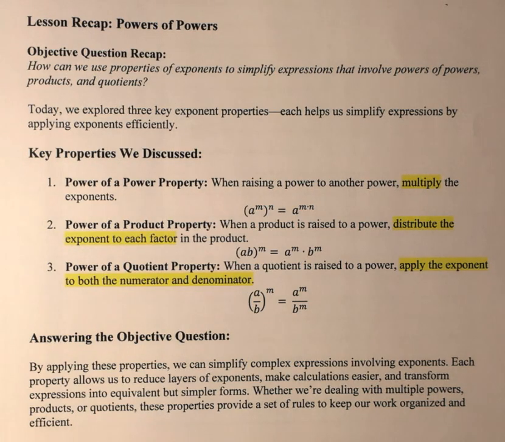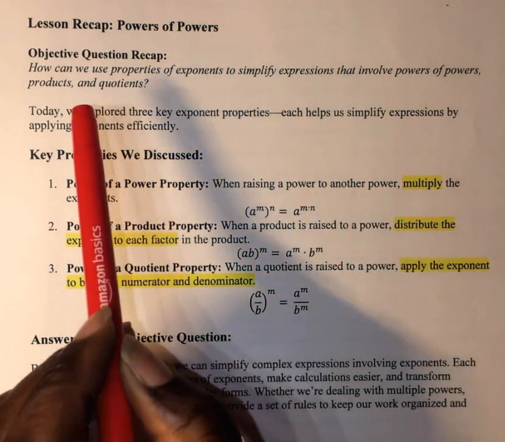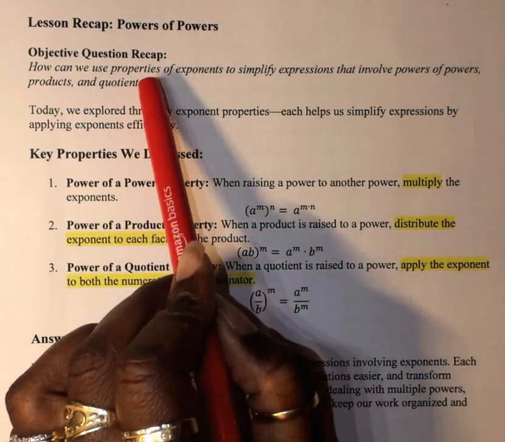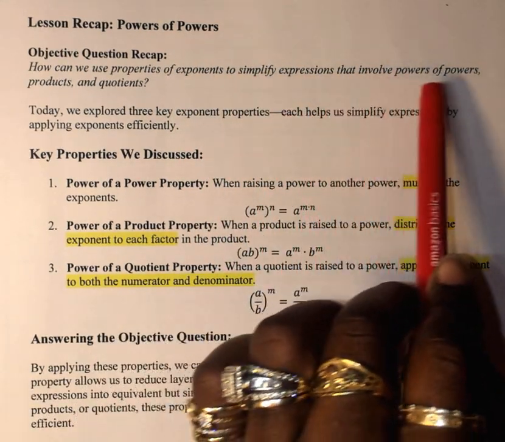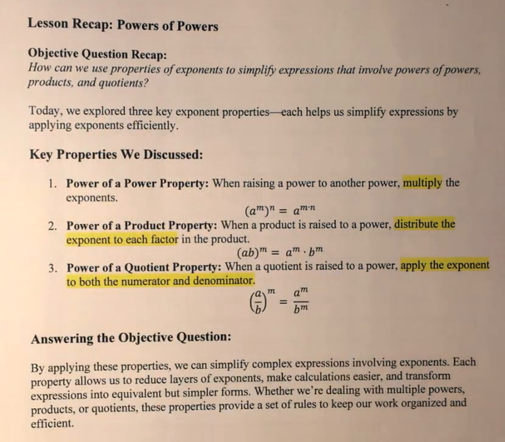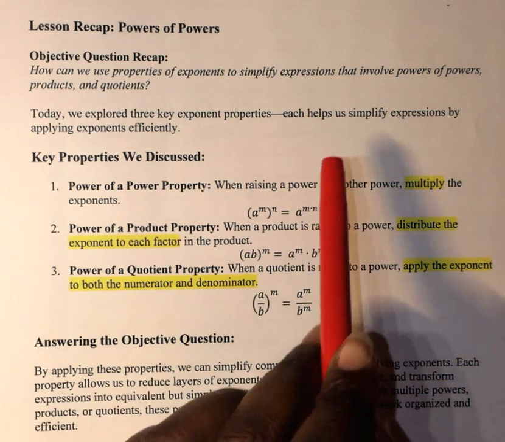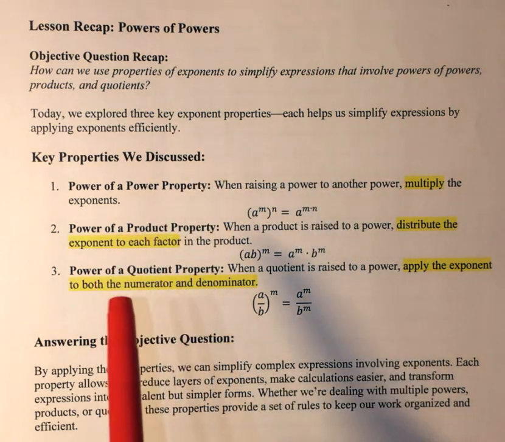All right, so we are wrapping up our lesson on powers of powers. And so, our objective question that I wanted you to think about was how can we use the properties of exponents for us to simplify expressions that involve powers of powers, products, and quotients? So, today, what we did is we worked on three different properties. Each of them helps us to simplify our expressions. They help us to work a little bit more efficiently when we work with our math problems.